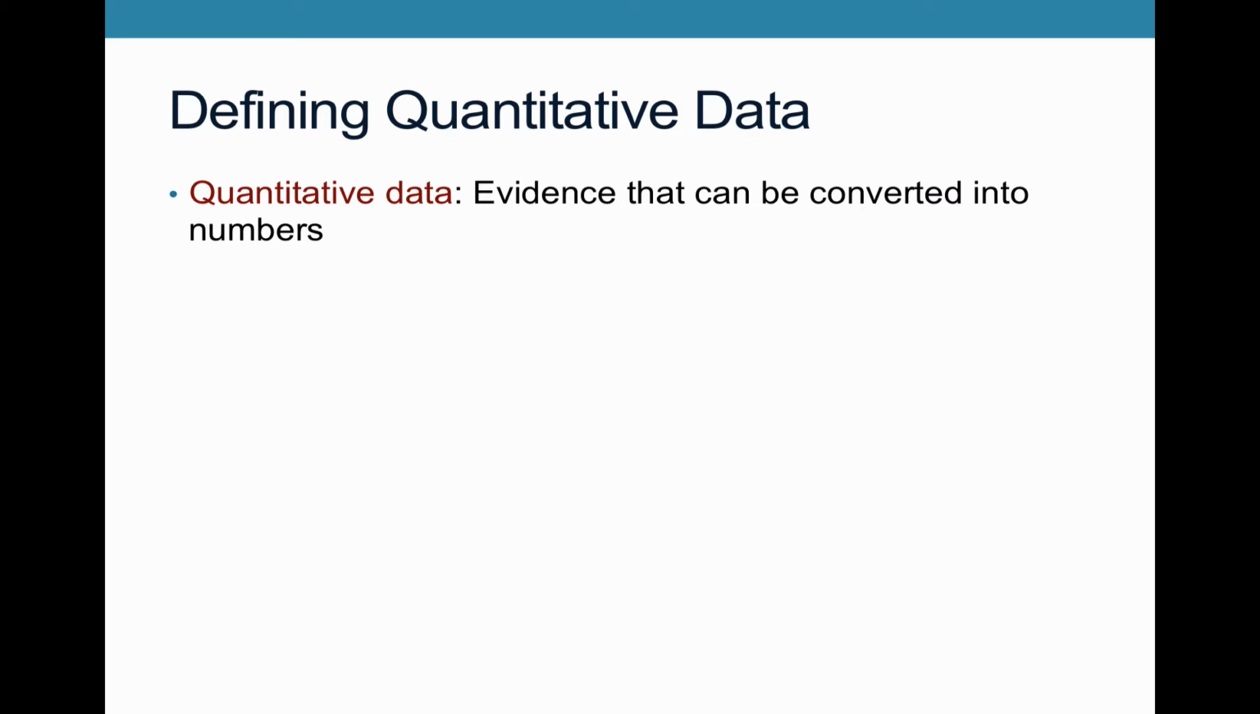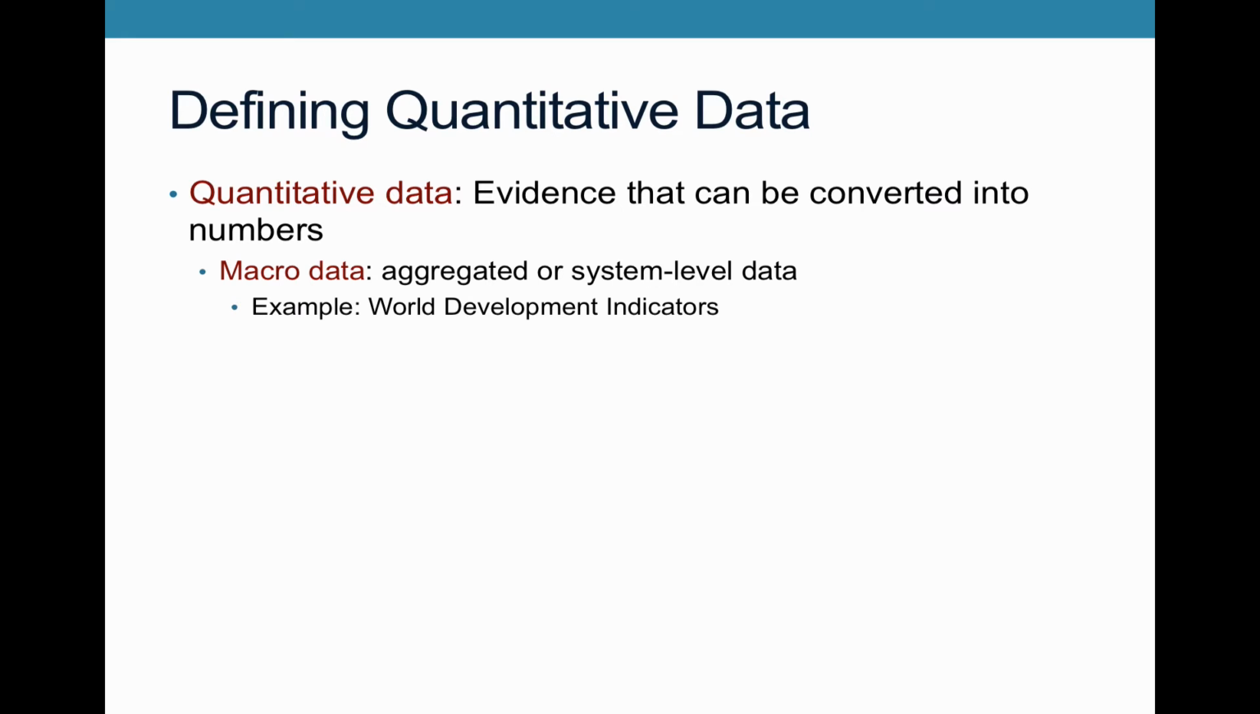And so we can think of three different types of quantitative data. The first would be macro data, macro level data. And this is data that is aggregated or at the system-wide level. So for example, you might have something like the World Development Indicators, which is a data set produced by the World Bank that gives indicators on things like levels of poverty, literacy, health, incomes, the basis of the economy for different countries throughout the world.